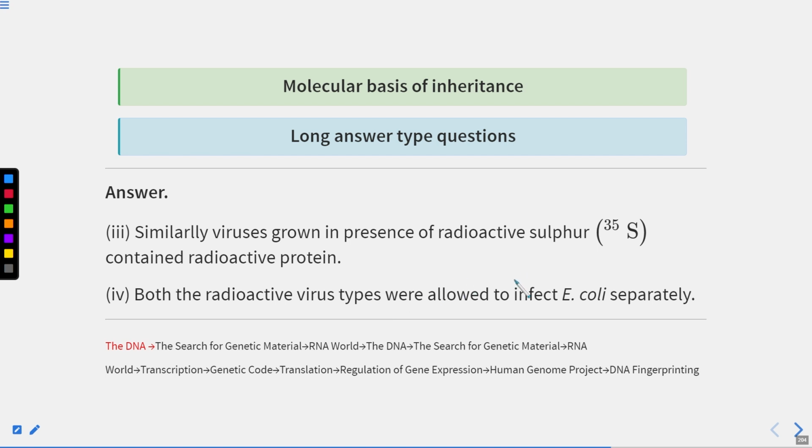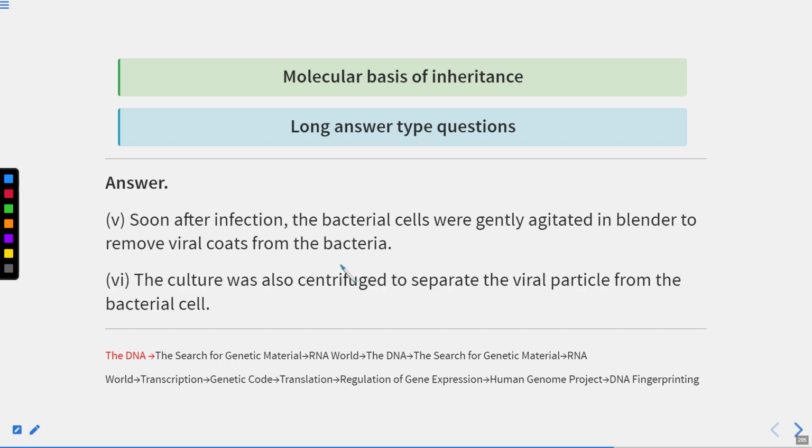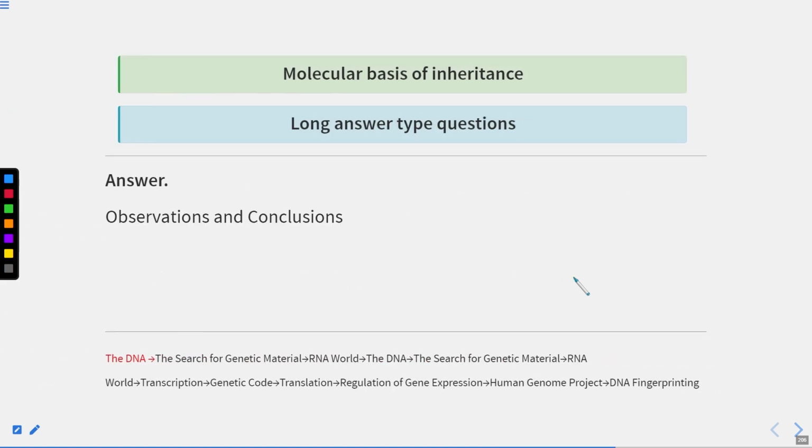Now, both the radioactive virus types were then allowed to infect the E. coli bacteria separately. Then what happened? Soon after the infection, the bacterial cell was gently agitated in a blender. Why was blending done? To remove the viral coats from the bacteria. Then the culture was centrifuged. Why was centrifugation done? To separate the viral particles from the bacterial cell. Here was the viral coat, and centrifugation was done to remove the viral particles.